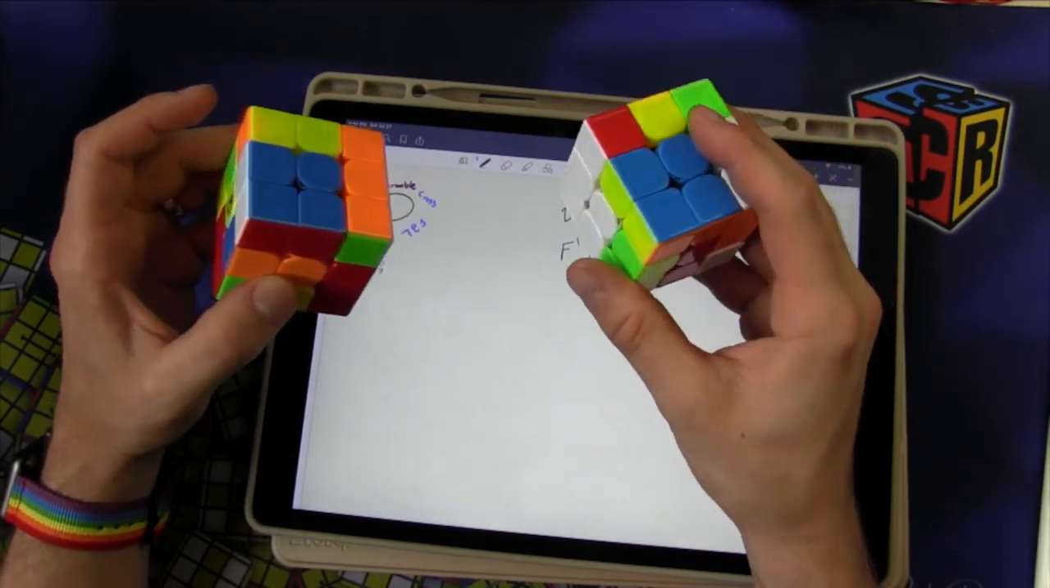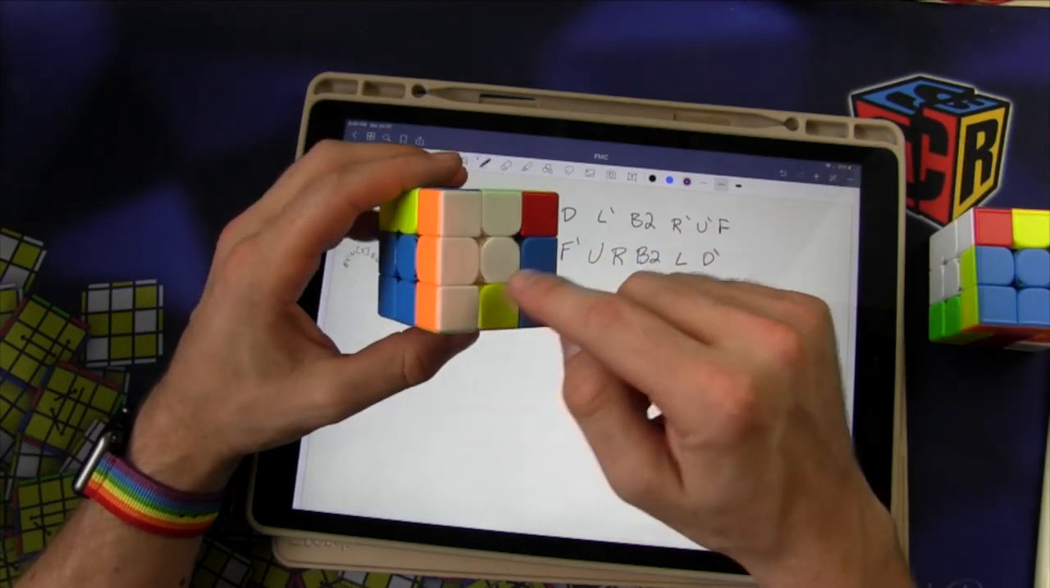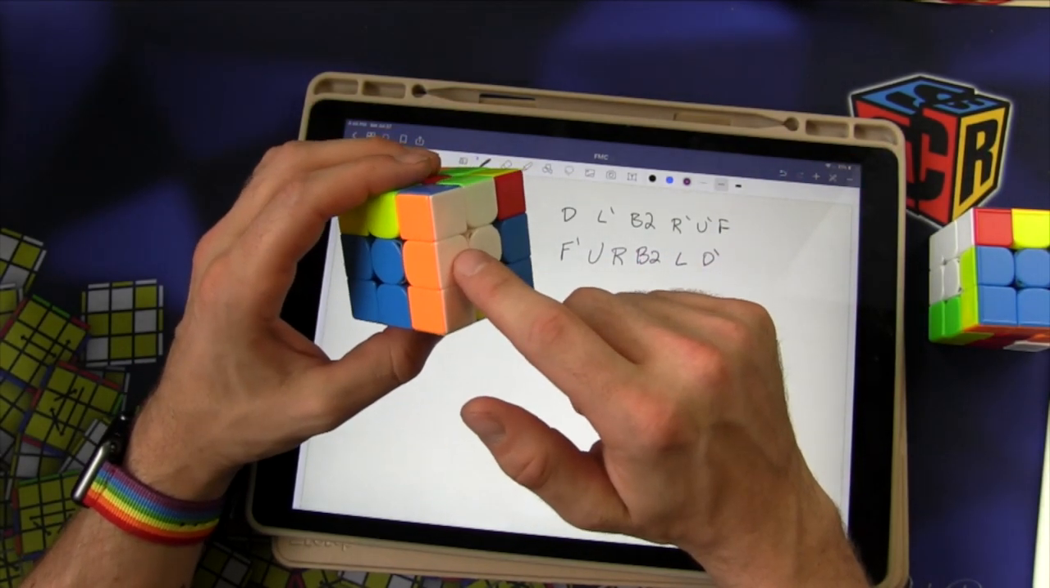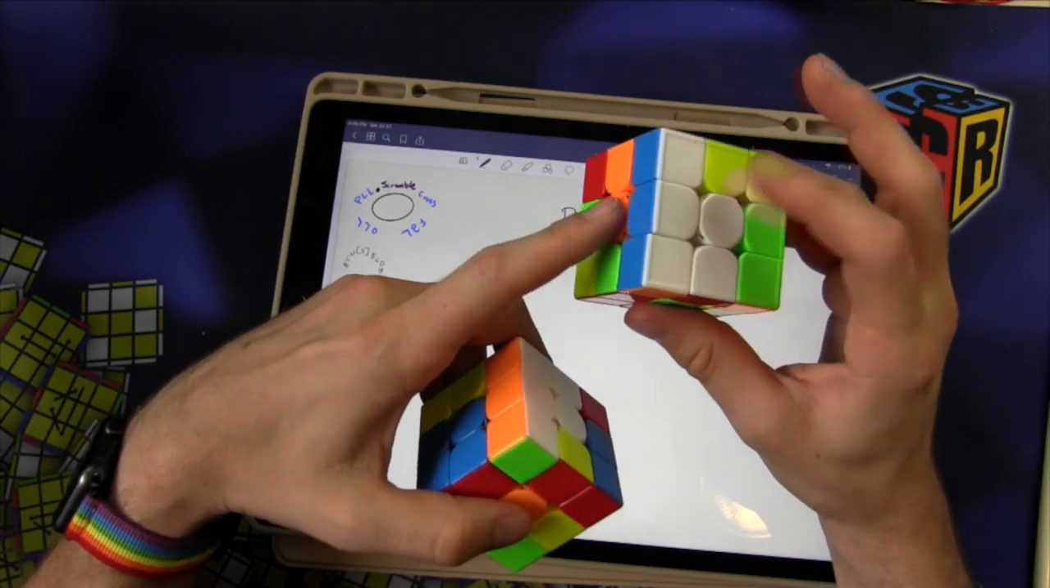Orange, yellow, blue colors in the red, white, and blue spot. Let's take this bar for an example. We have the orange and white edge right here at the blue and white spot, and the blue and white edge at the orange and white spot.